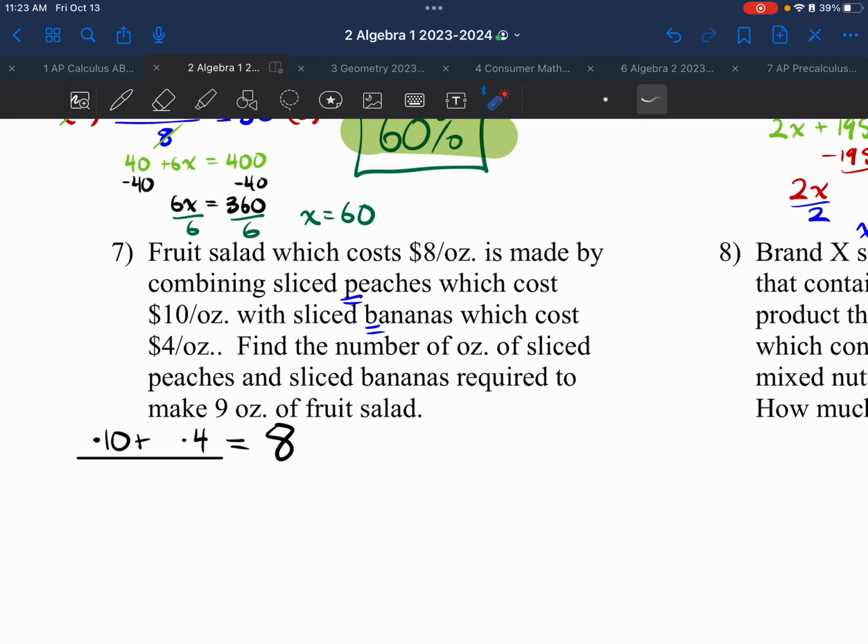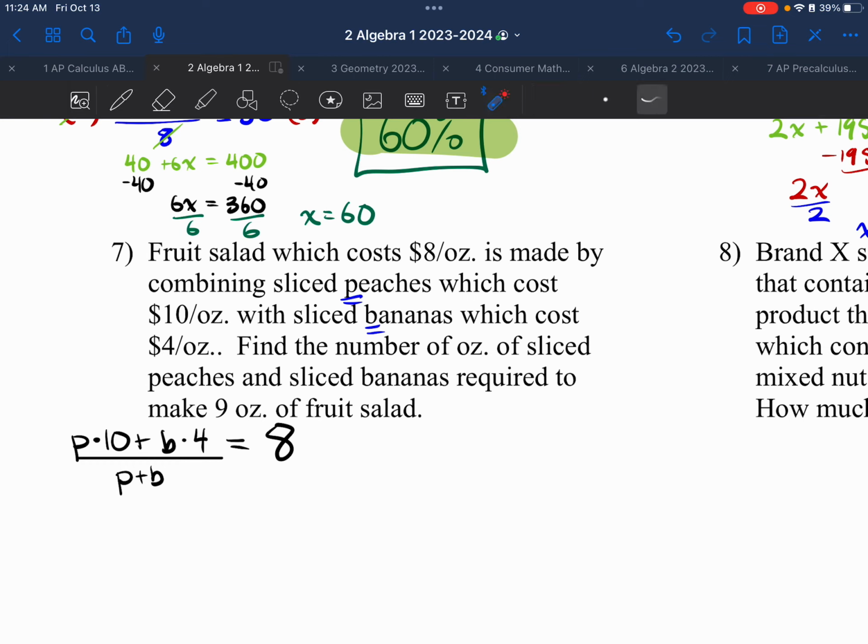So I'm going to call P for peach. Remember, peaches are worth 10, so P goes with the 10. So I'm going to put a P here. And then for bananas that cost 4, I'm going to say B times 4. I'm going to put a B down here, B times 4. The total amount is going to be these 2 quantities added, P plus B, added down here. And my equation is done.